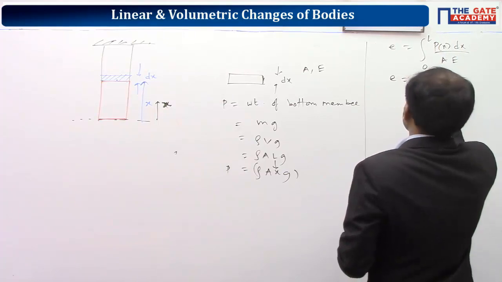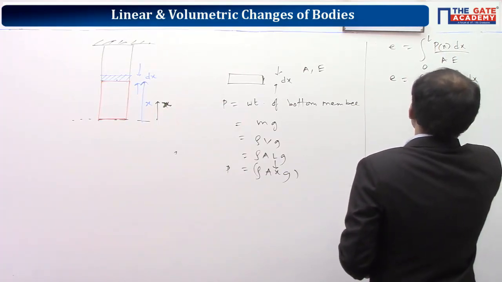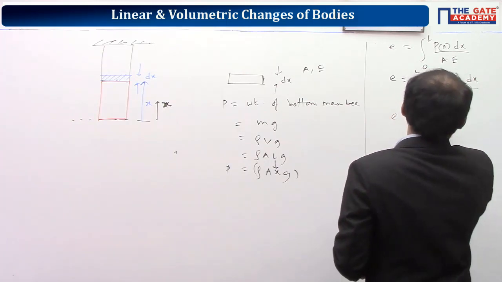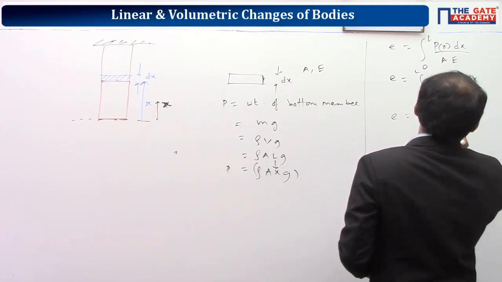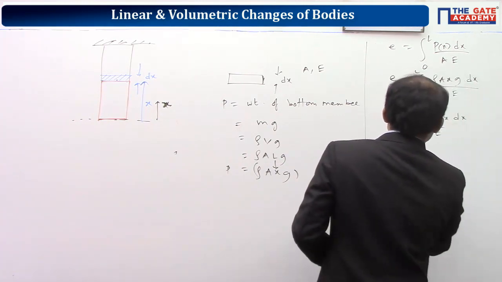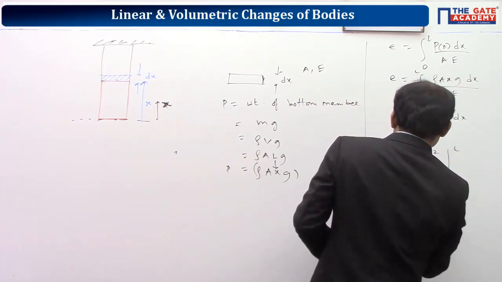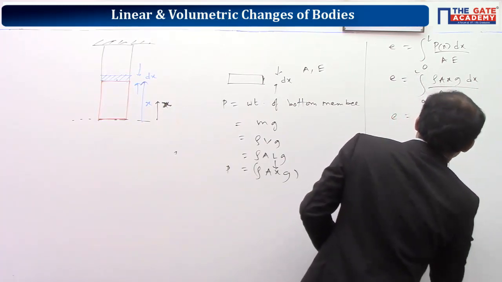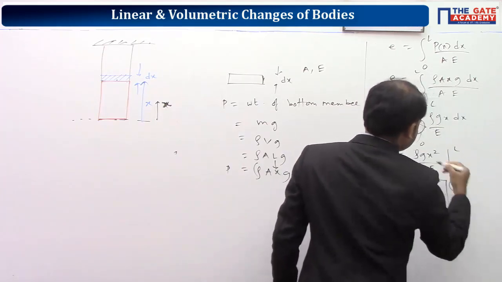So P of x is nothing but rho A x into g dx by area into Young's modulus from 0 to L. It comes out to be rho g x dx by E integration from 0 to L. So it becomes rho g x square by 2E from 0 to L. Elongation will become rho g L square by 2 into Young's modulus. This is the answer for this question.